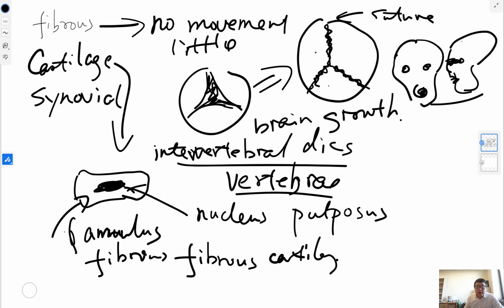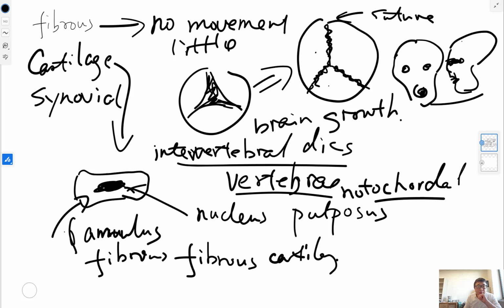And the internal disc contains a lot of notochordal cells. And I hope you still remember notochordal cells. We have the notochord. When was it? When we still were a fetus, and they were gradually replaced by the intervertebral disc and the vertebrae. Even though some of them still survive in the center of the intervertebral disc, called nuclear corpuscles.